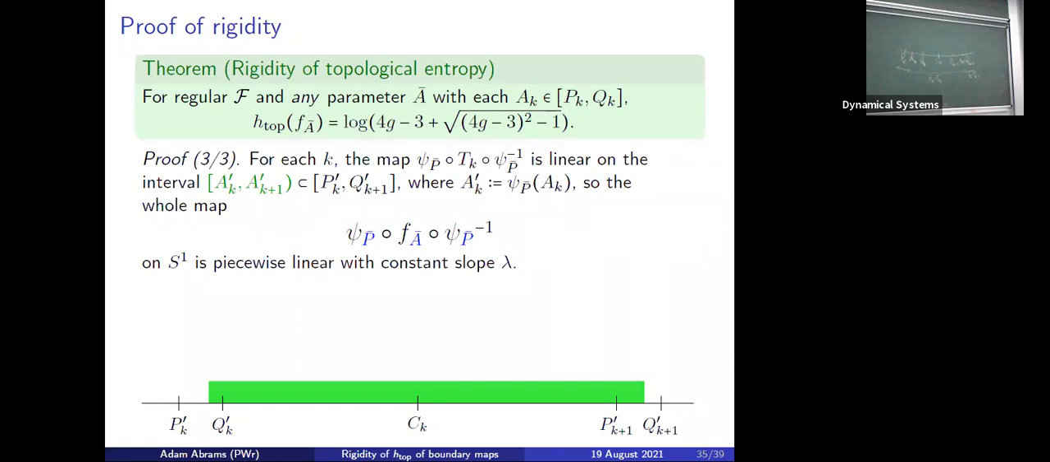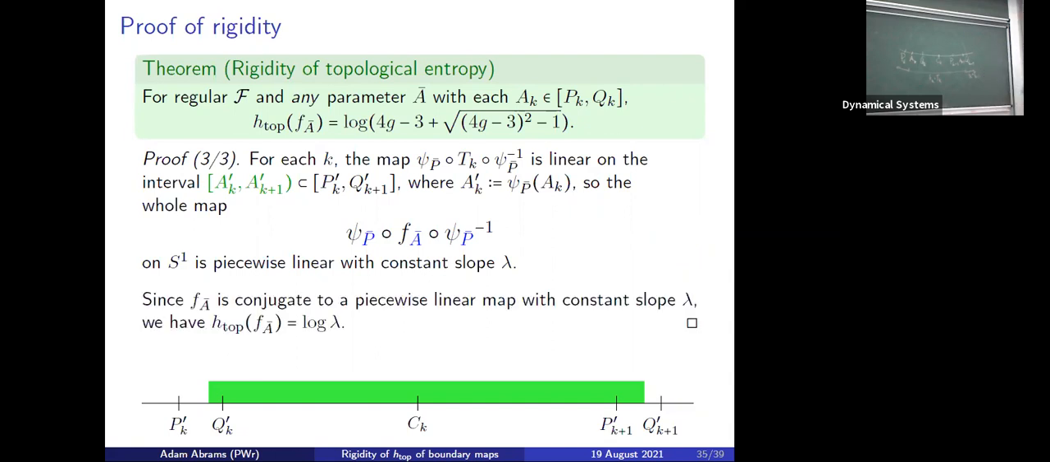But what we've basically shown here is that psi p and psi q and psi a, for any a at all, are all the same conjugating map, which doesn't happen in the general theory about conjugation to constant slope, but it does in our very specific setup. And that's really the end of the proof. We've conjugated our boundary map to a map with constant slope lambda. So its entropy is log lambda.